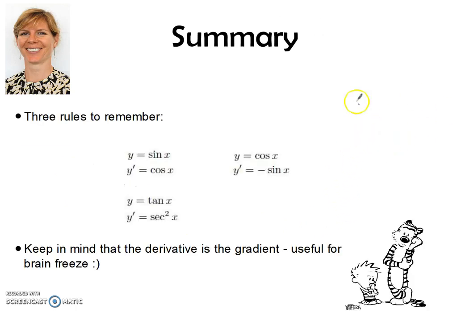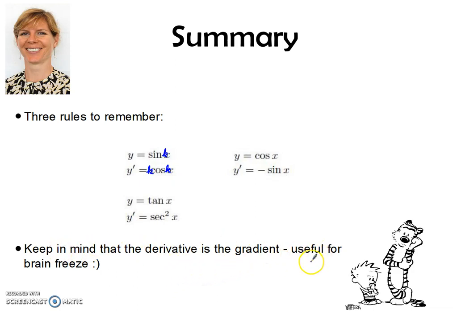So there are 3 rules to remember. If you've got y is sine x, the derivative is cos x. If you've got y is cos x, the derivative is negative sine x, don't forget. If you've got y is tan x, then the derivative is sec squared x. And remembering if you've got a k in here, then that just comes out the front and stays here as well. Keep in mind that the derivative is the gradient, okay?